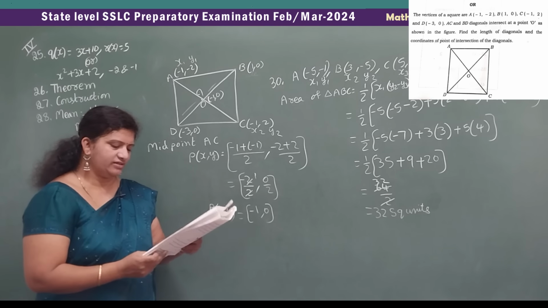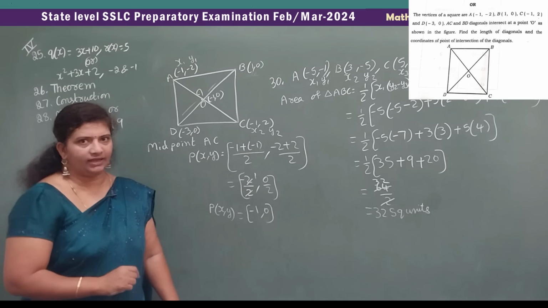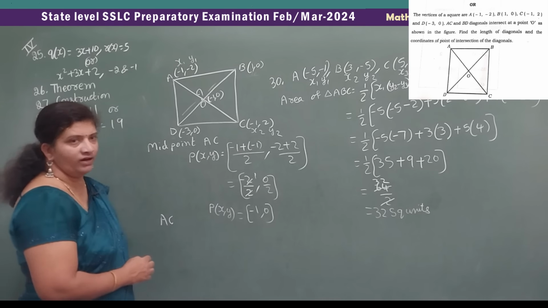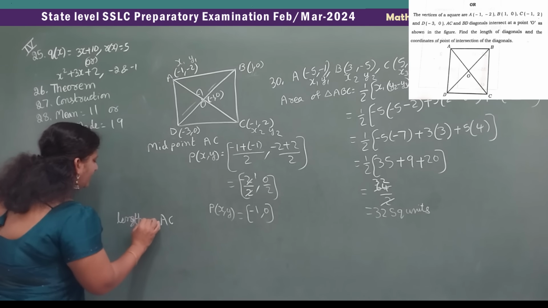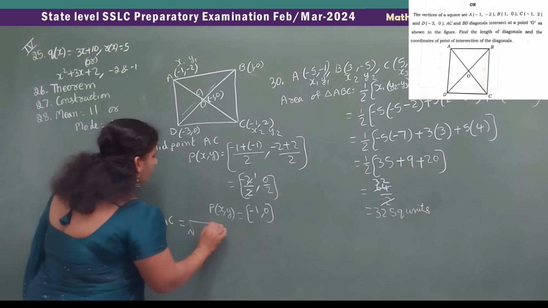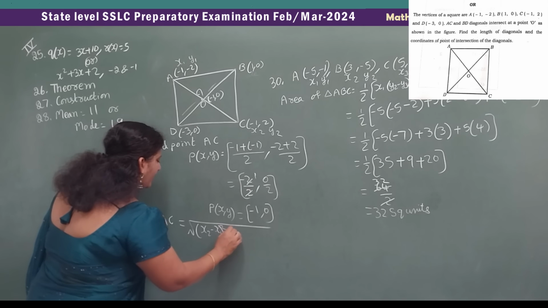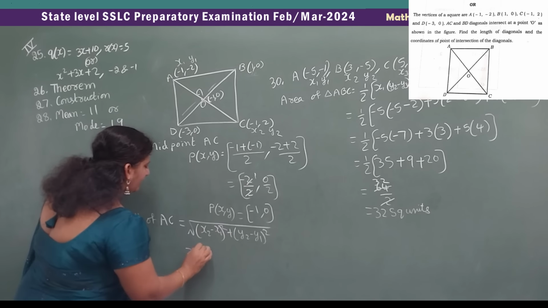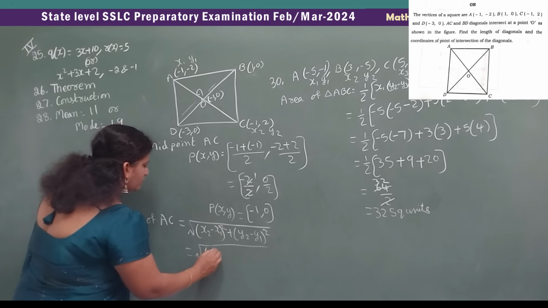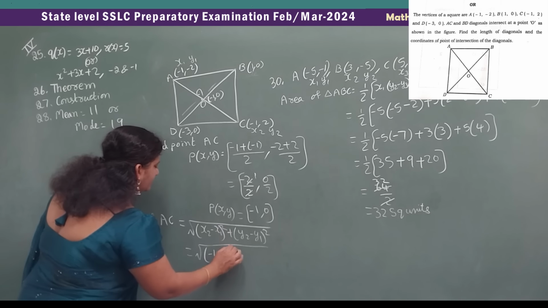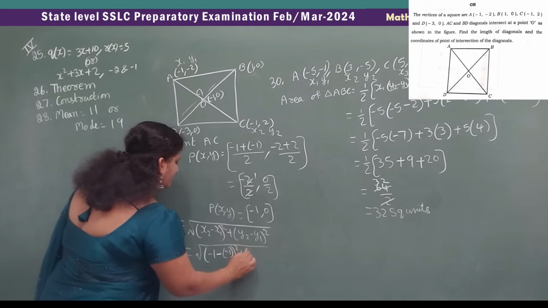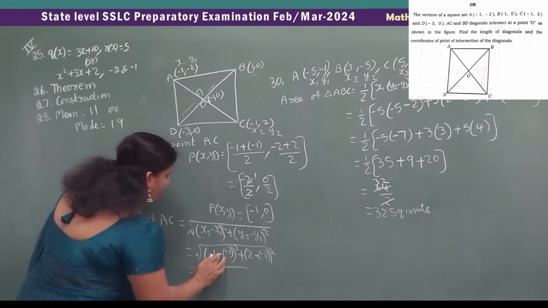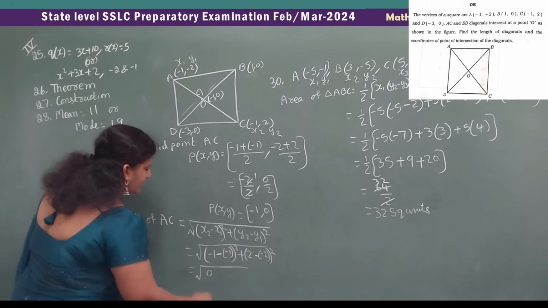And you have one more question in this. What is the length of the diagonal? Use the distance formula to find the length of the diagonal. Length of diagonal AC is equal to square root of (x2 minus x1) whole square plus (y2 minus y1) whole square. Already x1, y1, x2, y2 are written, so directly substitute. x2 value is minus 1 minus x1 value minus 1, whole square, plus y2 value 2 minus y1 value minus 2, whole square. Minus 1 plus 1 will be 0, and 0 whole square is 0.